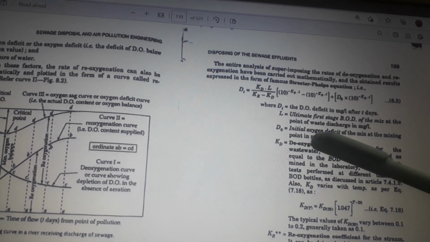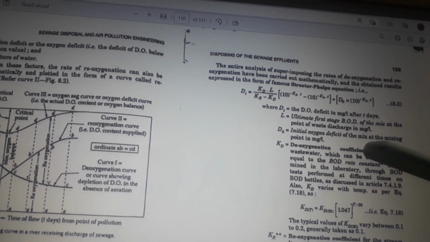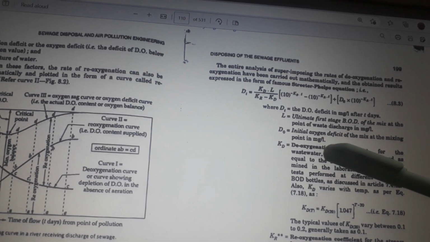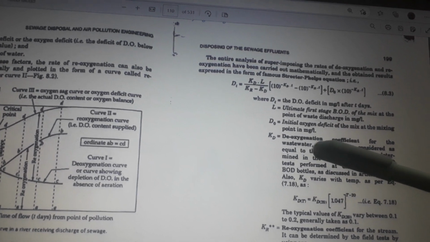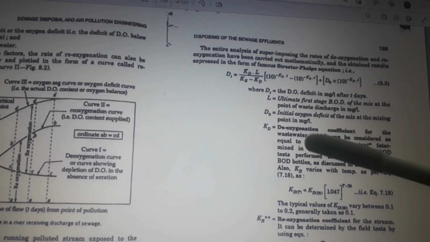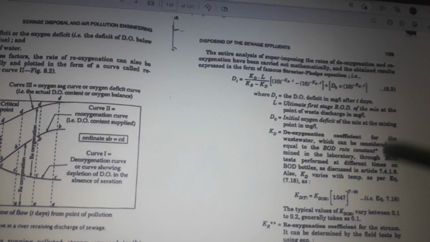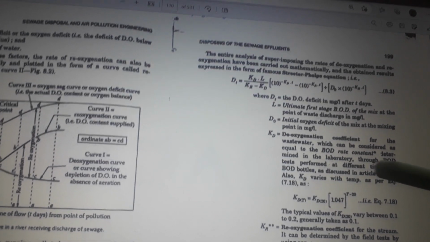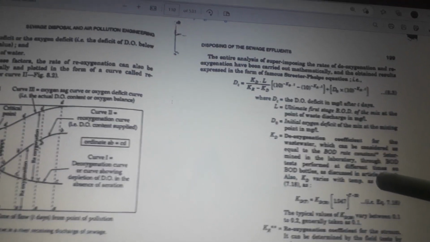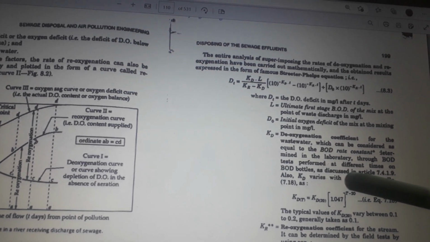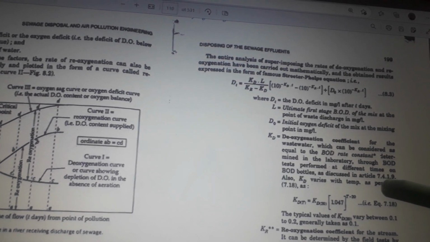D naught is equal to the initial oxygen deficit of the mix at the mixing point in milligram per liter. Kd is equal to the deoxidation coefficient for the wastewater, which can be expressed as equal to the BOD rate constant determined in the laboratory through BOD tests performed at different times on BOD bottles, as I discussed in article 7.4.1.9.